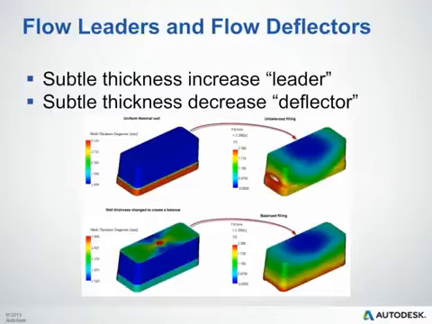Flow leaders and flow deflectors can also be a useful tool for you. Flow leaders are local increases in your nominal wall thickness, whereas flow deflectors are the opposite. They're local decreases in your wall thickness. Many times a part cannot be balanced by gate placement alone. It is useful to slightly change the wall thickness to either promote or retard the flow in certain directions. This will allow the filling of the part to be balanced, even though the flow lengths from the gate to the extremities of the part are not equal, as you can see in this image below.